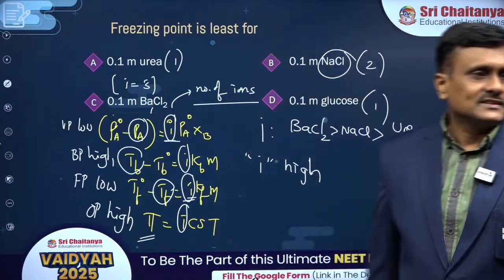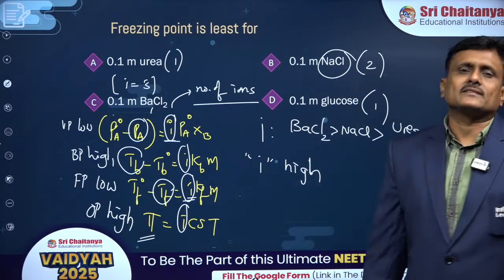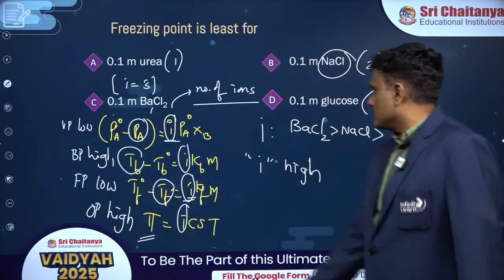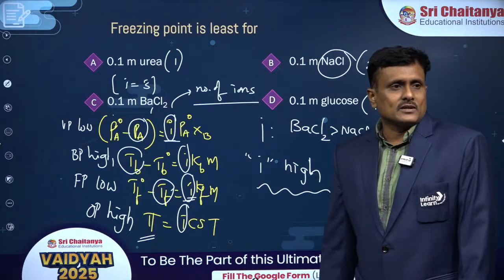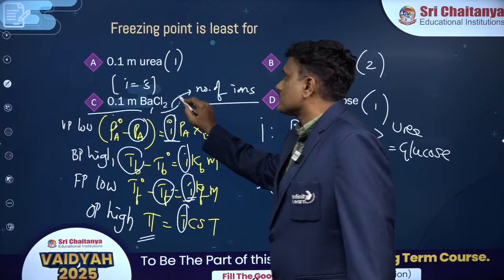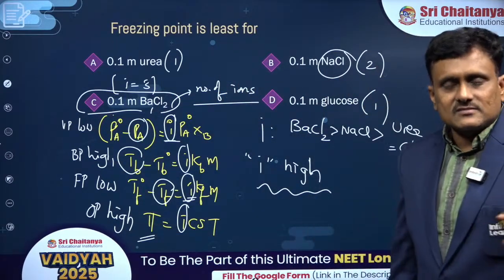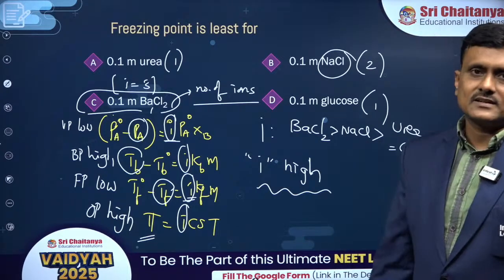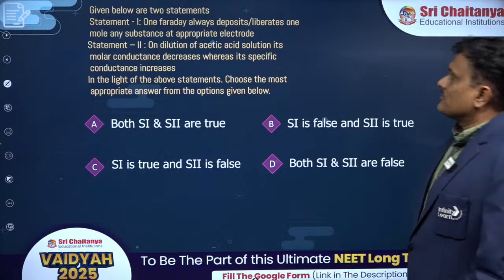Alright, all of you. Come on, let's see. What is asked? Freezing point is least. You can see freezing point will be low if i is high. That's all. You can see that for the same value of molality, BaCl2 has the highest value of i, hence freezing point is lowest. That's a brilliant answer, buddy. Anyways, good going.